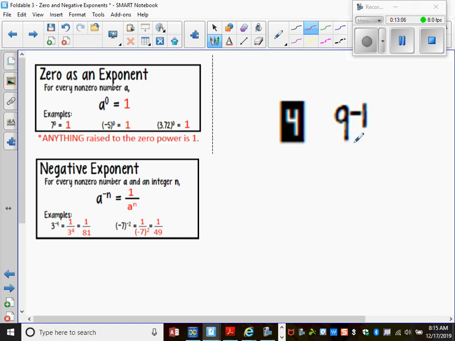All right, so here we take the reciprocal because that negative exponent is really at the top. Because, you know, there's like an invisible 1 here. So when we take the reciprocal, we get 1/9.